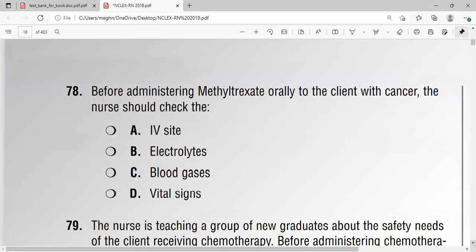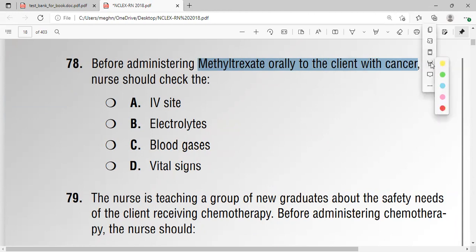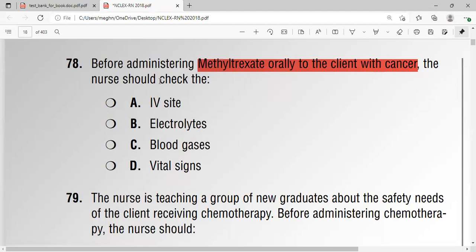Next here, before administering methotrexate orally to the client with cancer. This is the medication we use for cancer therapy. The nurse should check for what? What do we need to check?